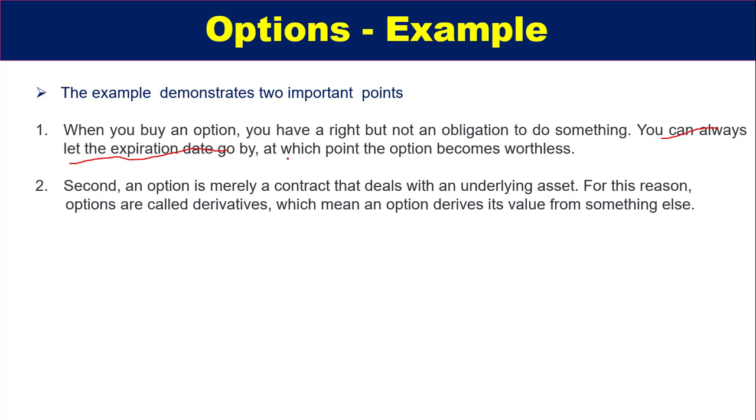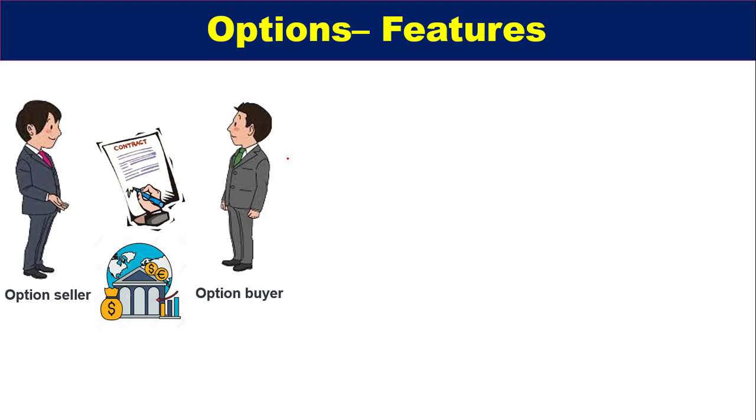Second, an option is merely a contract that deals with an underlying asset. And for this reason, options are called derivatives, because an option derives its value from something else. Here, in this example, it derives its value from the underlying asset, which was the house. Now we come to some of the core important features of options. Some of them are already discussed, but I'm giving you just a summary.